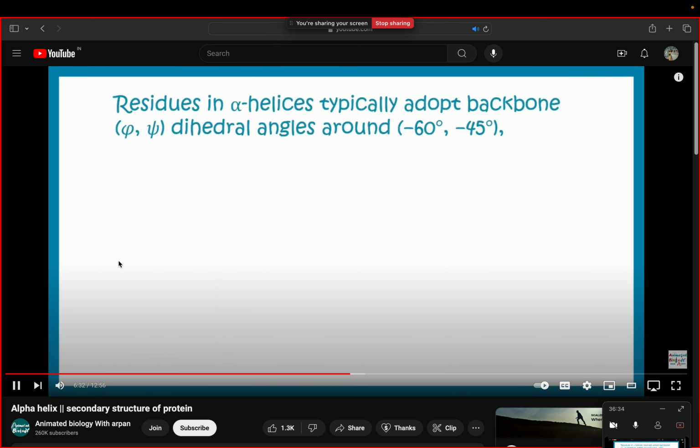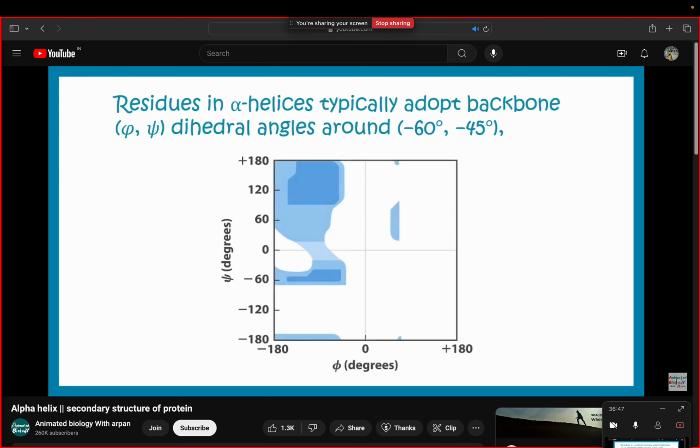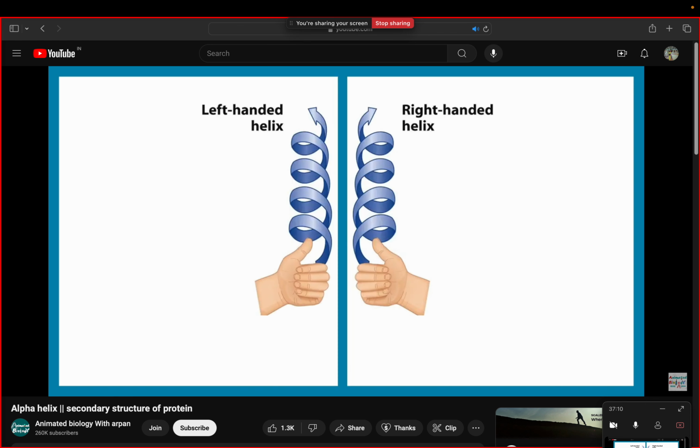Residues in an alpha helix typically adopt specific dihedral angles, and these dihedral angles are really important to define particular structural characteristics. And the map of dihedral angles is basically the Ramachandran plot. In this Ramachandran plot, the helix falls around minus 60 to minus 45 phi and psi angles. So helix would correspond to this particular region. And there are different regions for other secondary structures, such as beta pleated sheet or right-handed or left-handed helix.